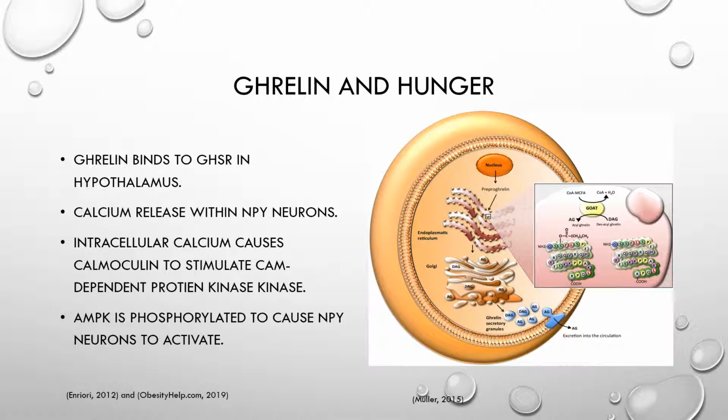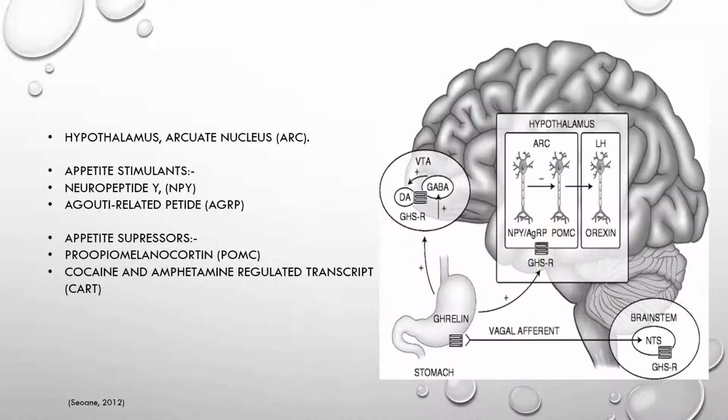Ghrelin also inhibits the POMC and the CART neurons, which are responsible for inhibiting appetite. The stimulation for all this starts within the stomach when it's empty. The secretion of ghrelin stimulates the vagus nerve, which tells the hypothalamus the nutritional status of the stomach. Ghrelin can also travel via circulation to the hypothalamus and is able to cross the blood-brain barrier.